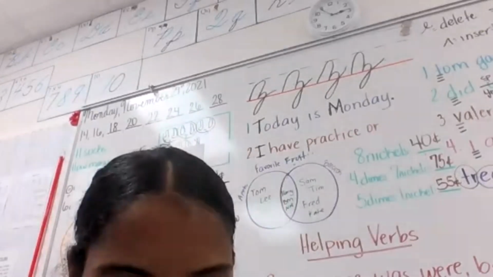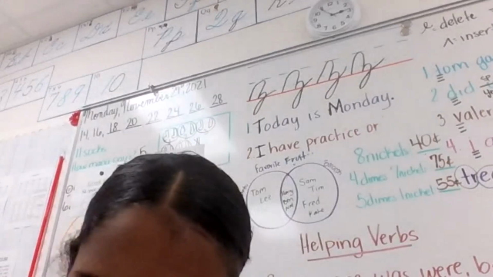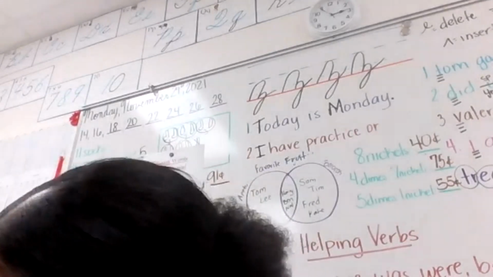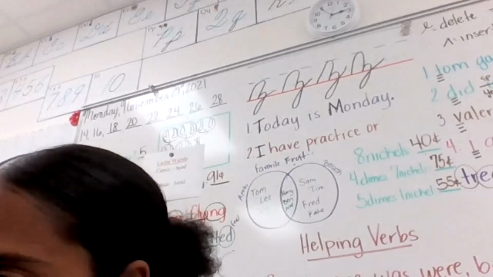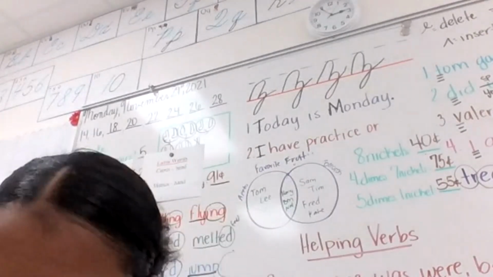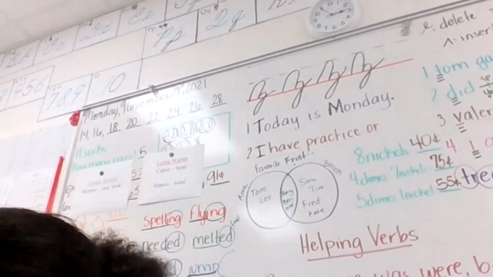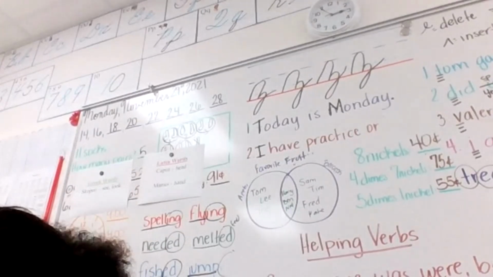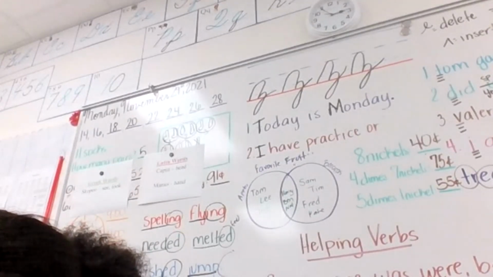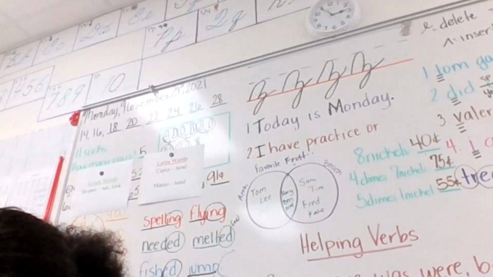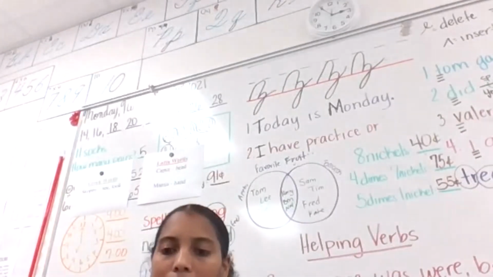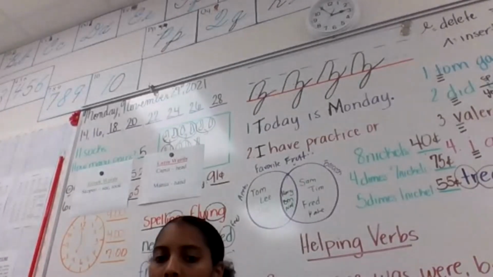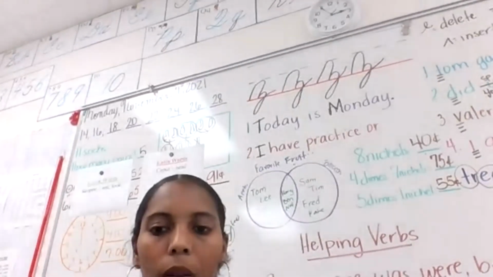9. Thousand. T-H-O-U-S-A-N-D. Thousand. 10. Pencil. P-E-N-C-I-L. Pencil. 11. Autumn. A-U-T-U-M-N. Autumn. 12. Teacher. T-E-A-C-H-E-R. Teacher. 13. Bread. B-R-E-A-D. Bread. 14. Month. M-O-N-T-H. Month. 15. Either. E-I-T-H-E-R. Either. 16. Once. 17. Busy. B-U-S-Y. Busy.